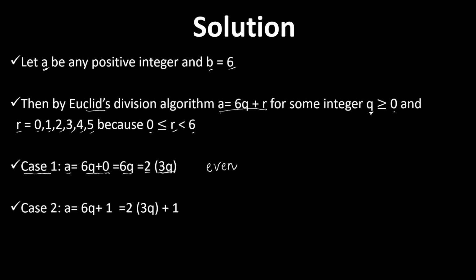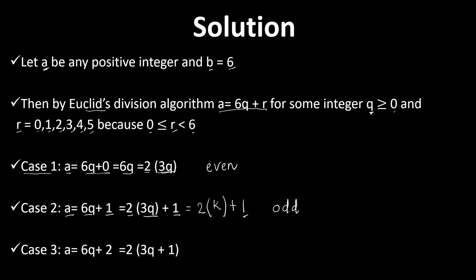Now in the second case, we can observe that we are taking the remainder as 1. So a will be equals to 6q plus 1. Now here 6q can be written as twice of 3q plus 1. Now observe here, we have 2 which is multiplied with some value, let's say k, and we are getting a remainder of 1. So which basically indicates that this a value 6q plus 1 is not an even number. Otherwise we would not have got any remainder, right? Since we are getting a remainder of 1, therefore it is an odd integer because it is not completely divisible by 2.